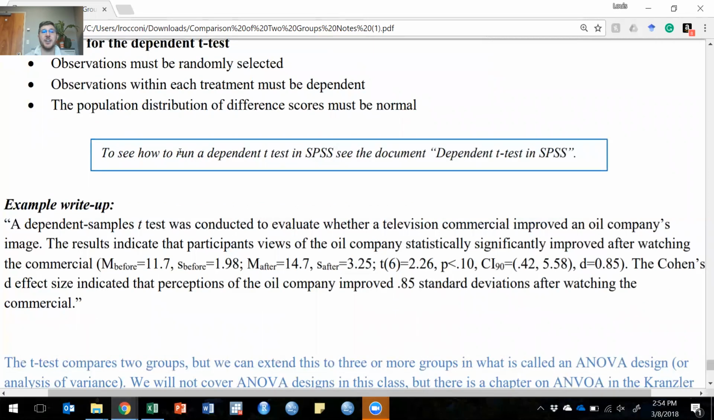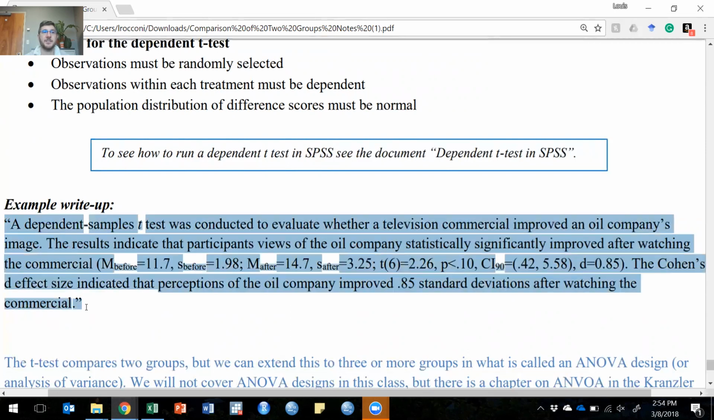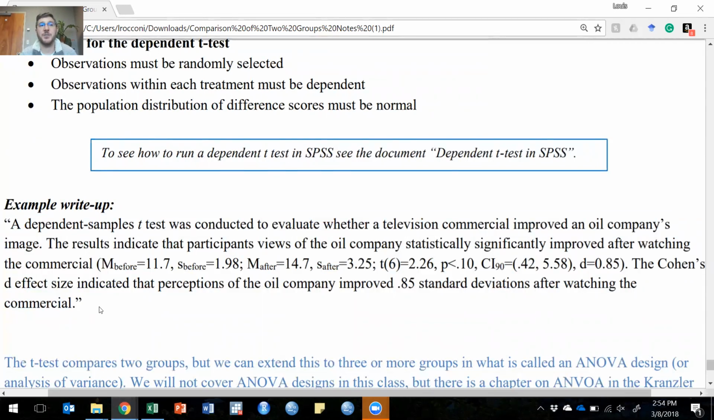You can see here my example write-up. So you can see how you would write up these findings for a traditional APA-style journal article.